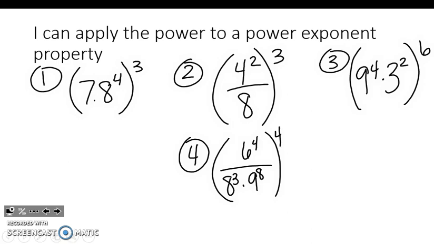As always, if you have any questions, make sure you're asking, because as soon as we're done with this one, we're going to start applying all 5 of the exponent rules within one problem.